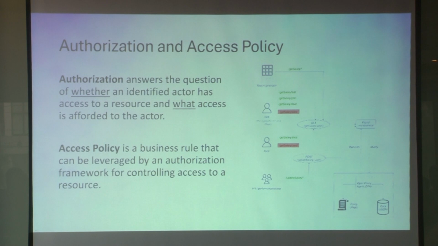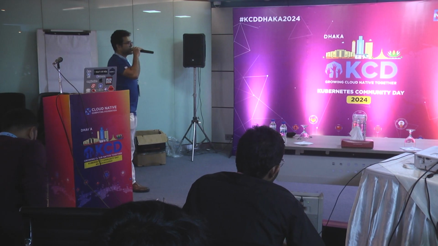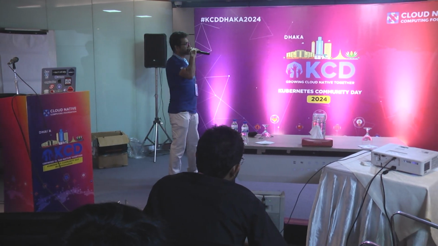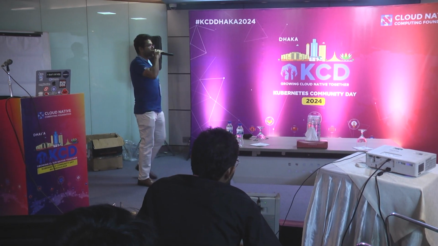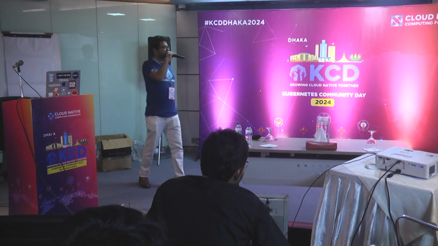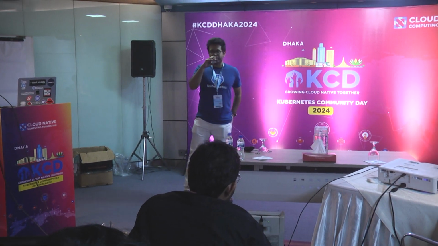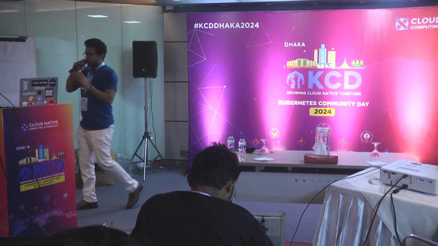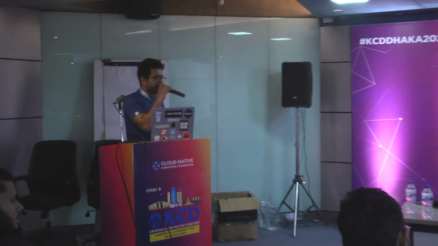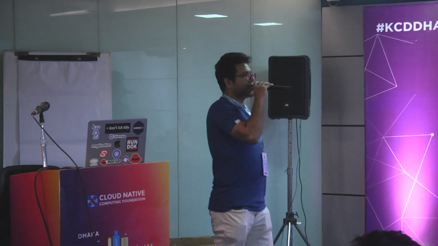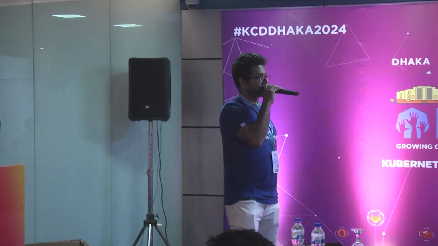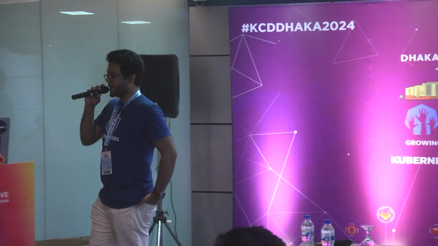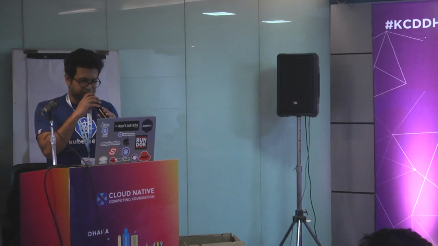Now till now we have talked about authentication. So now we all know how we can do authentication in microservices. Now let's talk about authorization, right? Authorization comes with access policies. Authorization answers the question of whether an identified actor can access a resource, and what level of access that identified user will get, right? And this authorization can be defined through an access policy. It can be a business rule, or a business policy as well.